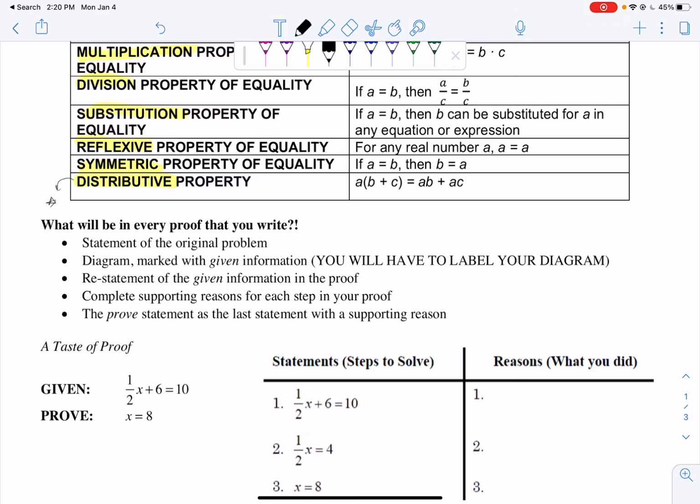And one thing I do require is that I need you to redraw those images. So when you're doing proofs, make sure they're done on a separate sheet of paper, and you mark them as you do the proof. A restatement of the given information in your proof. So even though it's given to you, it still needs to appear in your proof. Every single thing that you do has to appear in your proof. You also need complete reasons for each step in your proof. And last but not least, the final statement always will be your proof statement with a supporting reason.